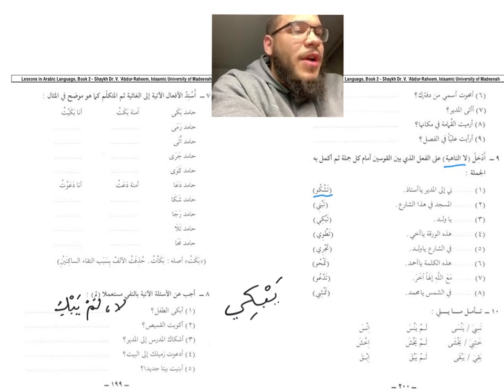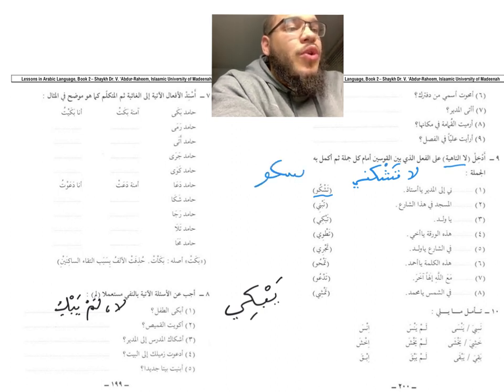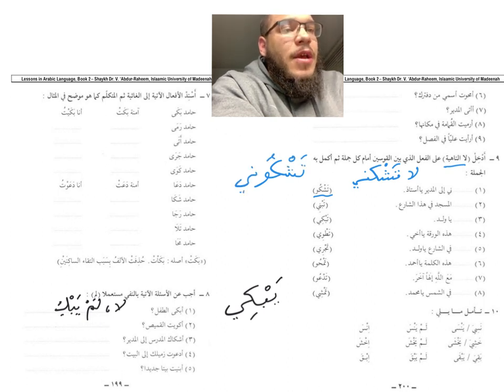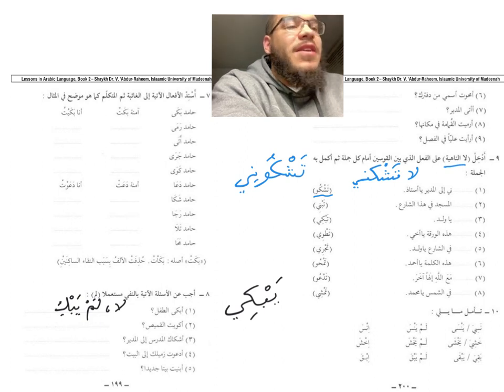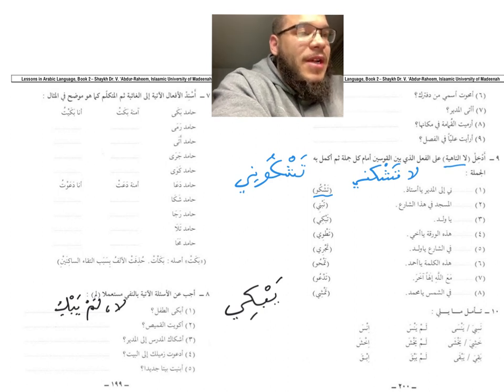So for the first one, I'm going to do it up here. It says la tash, it should be tash ni. That's what it should be originally, okay? But this la and na here, it makes the verb majzoom. And as I mentioned, the sign of it being majzoom is deleting the final weak letter. So it's la tashkuni. Don't complain about me to the head teacher, ya ustad.